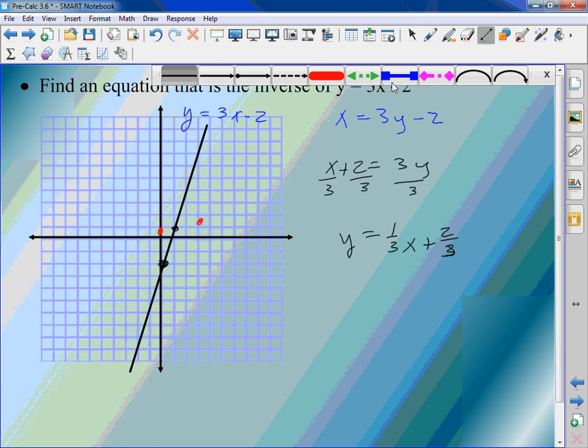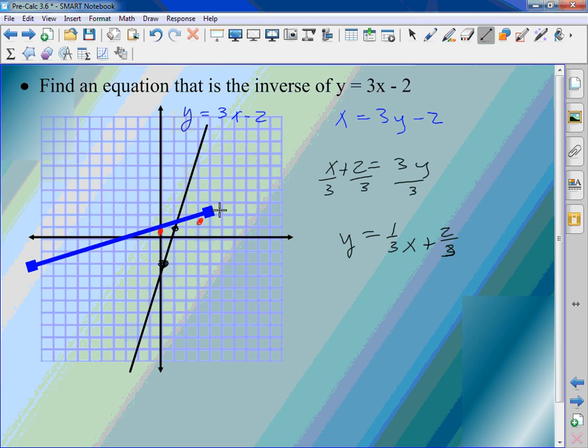I'll draw my second one. That is what my graph looks like. Questions? That's it. I'm just showing you graphically how it looks. You're not going to have to graph all of them.